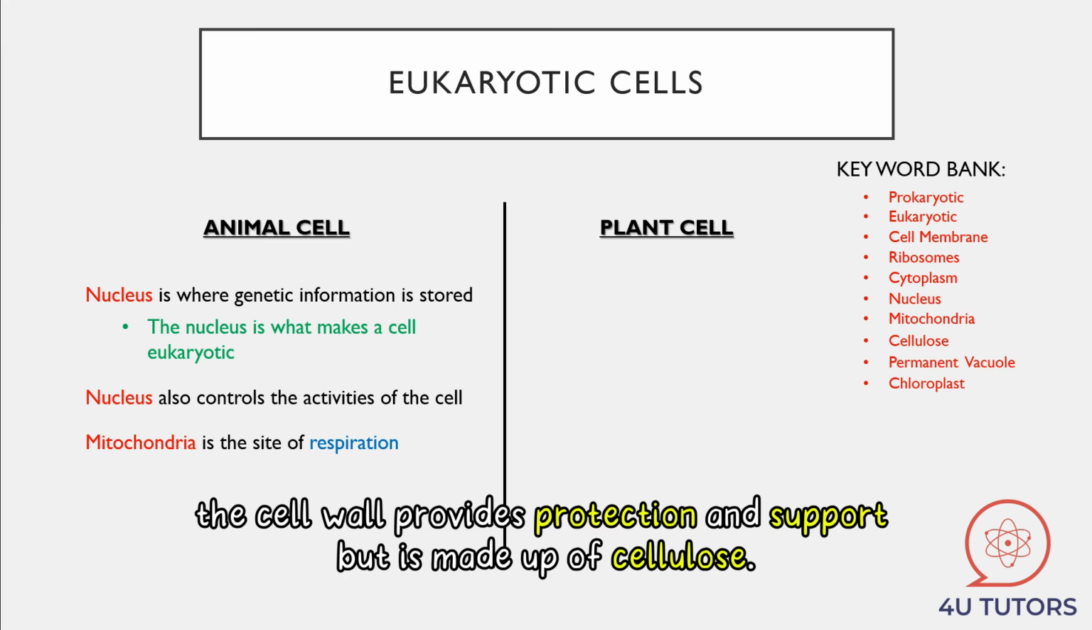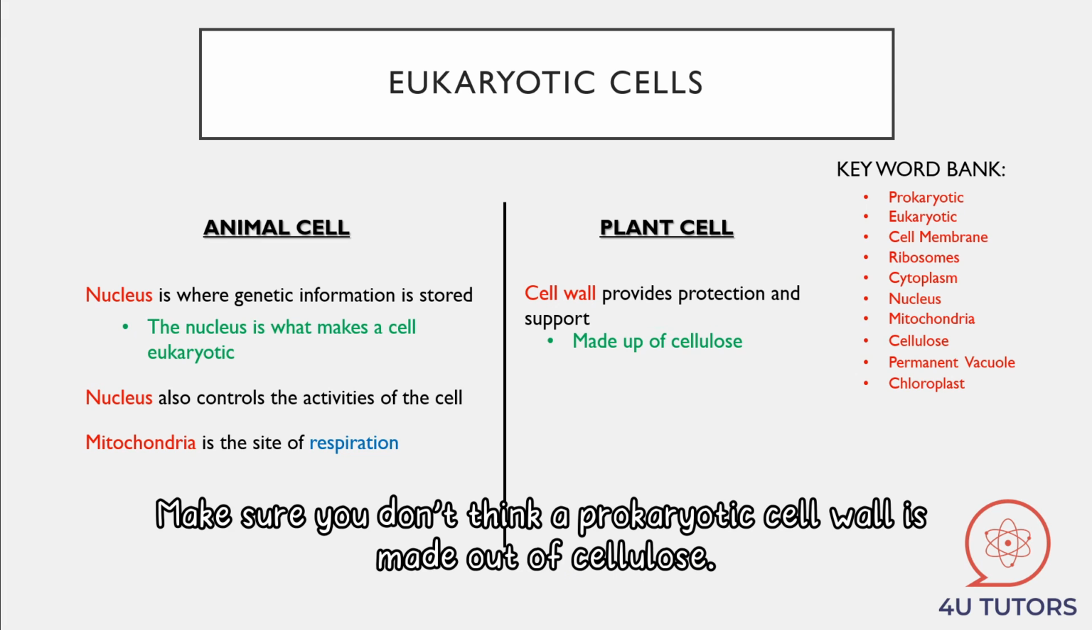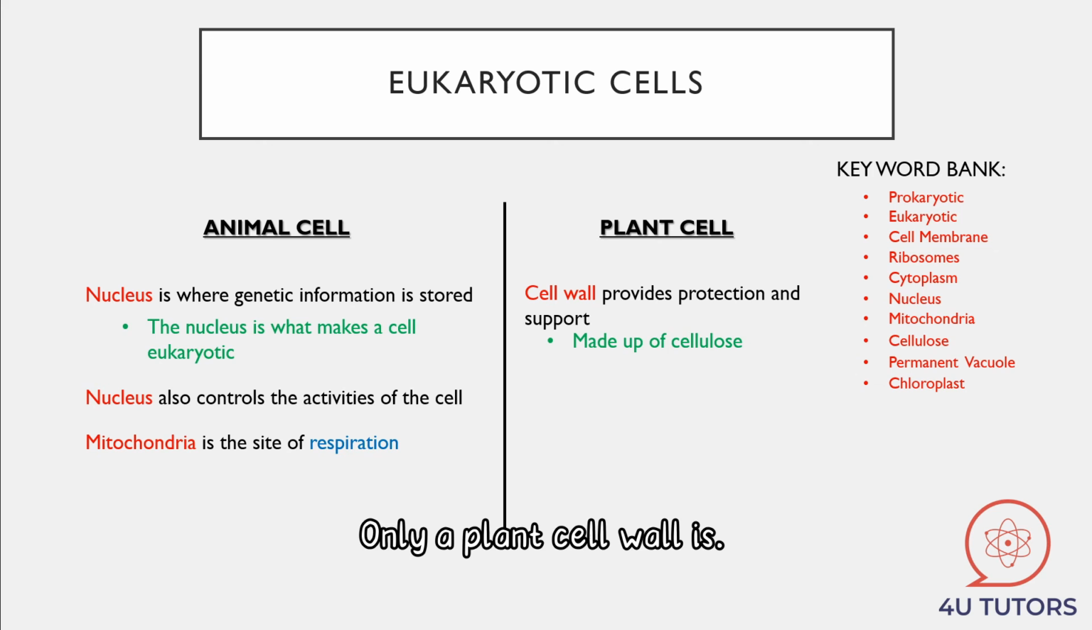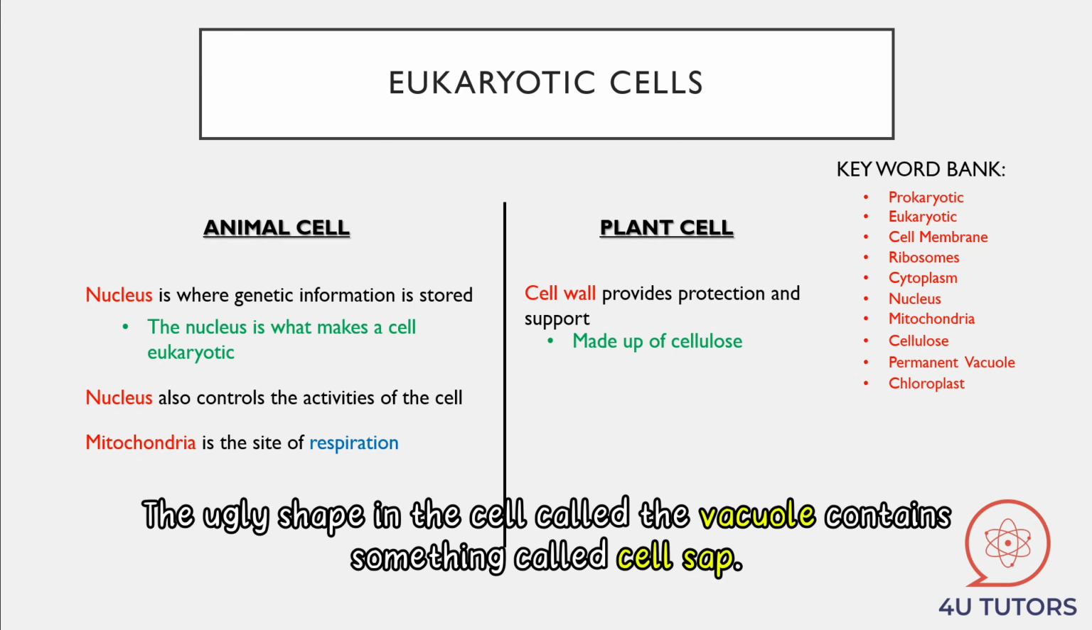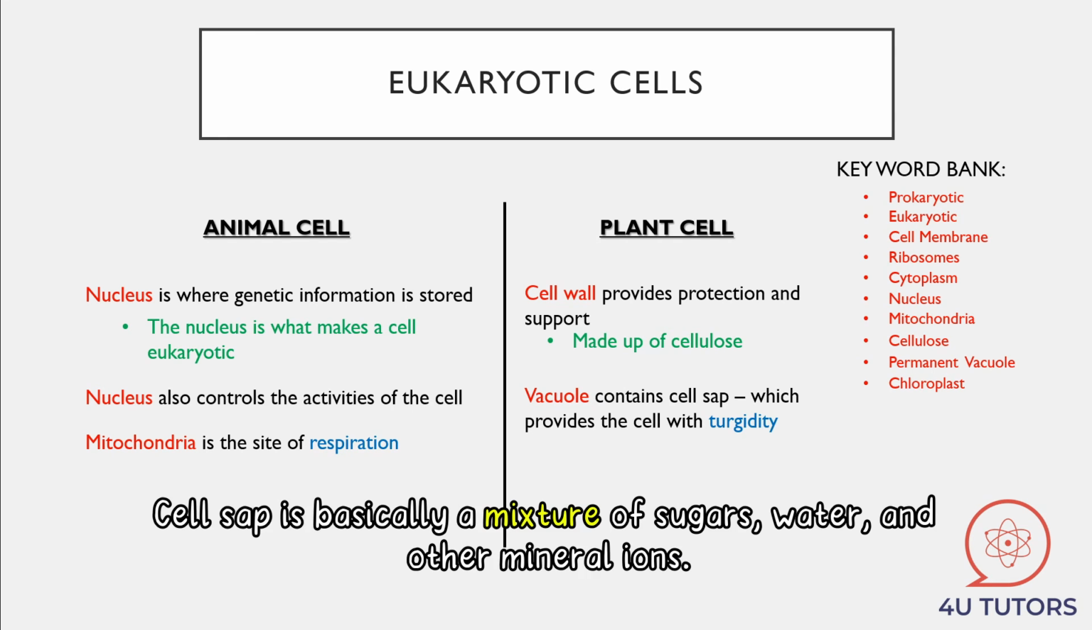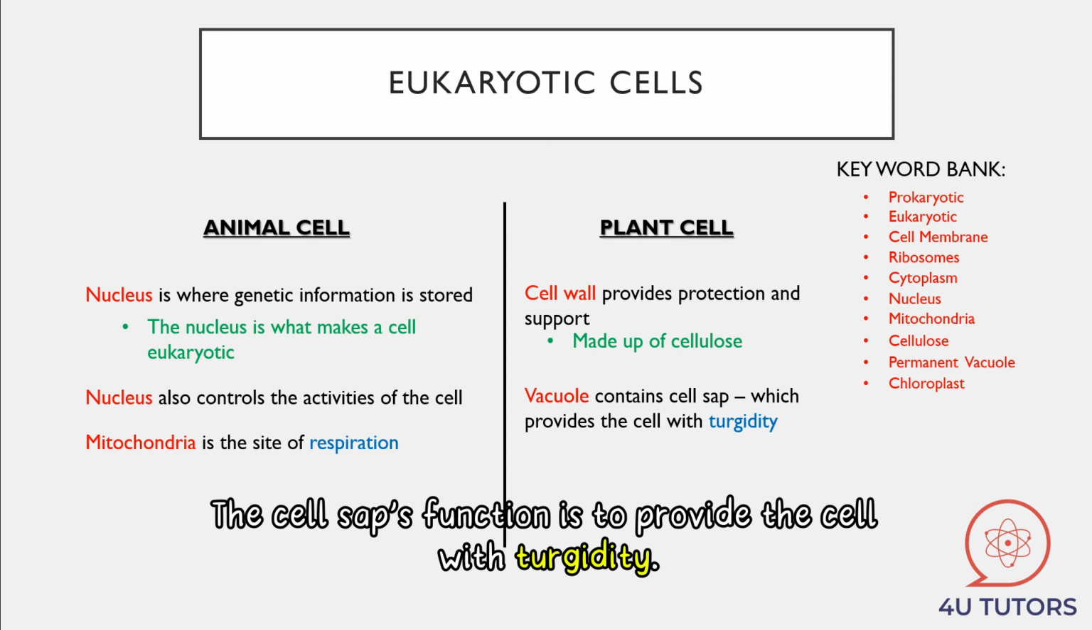For the plant cell, the cell wall provides protection and support, but this time it is made up of cellulose. Make sure you don't think a prokaryotic cell is made up of cellulose, only a plant cell wall is. Cellulose is a strong sugar molecule. Do you remember the ugly shape in the cell called the permanent vacuole? This contains something called cell sap. Cell sap is basically a mixture of sugars, water and other mineral ions. The cell sap's function is to provide the cell with turgidity.